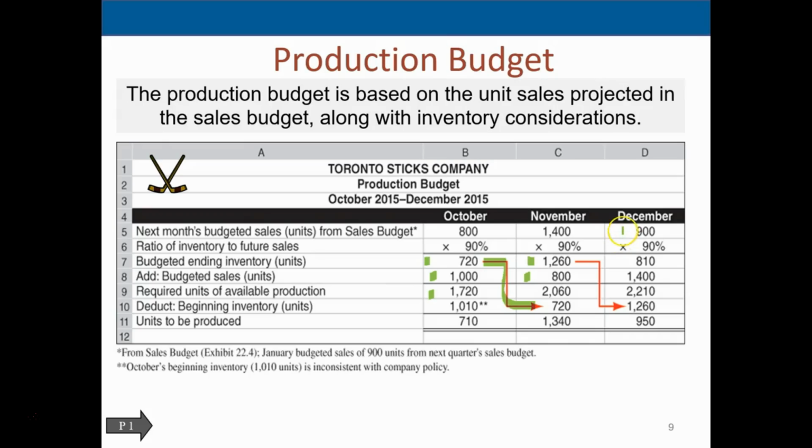Same idea, if we take December, 900 is what we think will be in January. And again, it has the two dots because they're going to have to give us that information, times the 90%, gives us the ending inventory. And then we're going to add to that the sales in December. And that will give us the required units available for production. And then again, we're going to take the ending inventory from last month, and that's going to be our beginning inventory this month, and that then will give us the units to be produced.